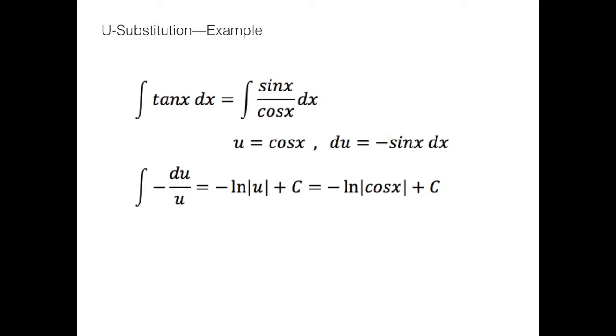Don't forget the plus c. Now that equals negative ln of the absolute value of cosine x once we substitute cosine x for u, plus c, of course. Now here's a critical step. Remember that negative ln of u is equal to ln of u to the negative 1, or ln of 1 over u. So here we basically get ln of the absolute value of 1 over cosine x, which is the same thing as ln absolute value of secant x plus c, and that's your final answer.